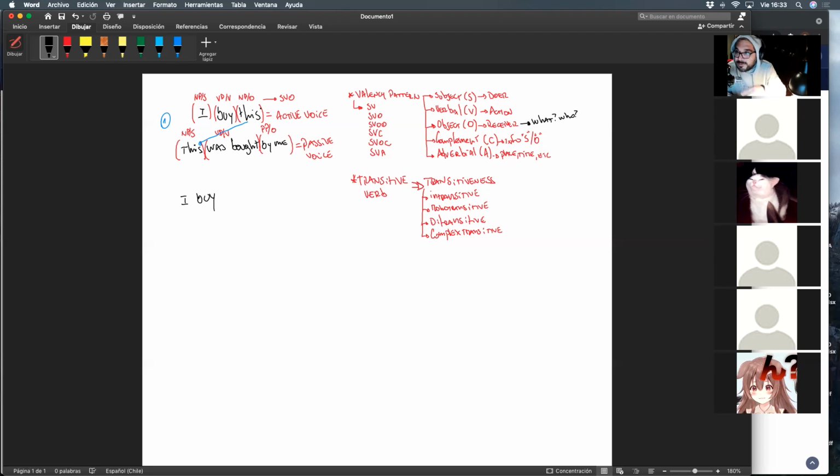Another way in which you can find, or not another way, but another proof of an object, is that an object is an entity placed right after the verb, right? So therefore, as entities are represented by nouns, what you're looking for is a noun phrase. A noun phrase following the verb is usually an object. ¿Se entiende?